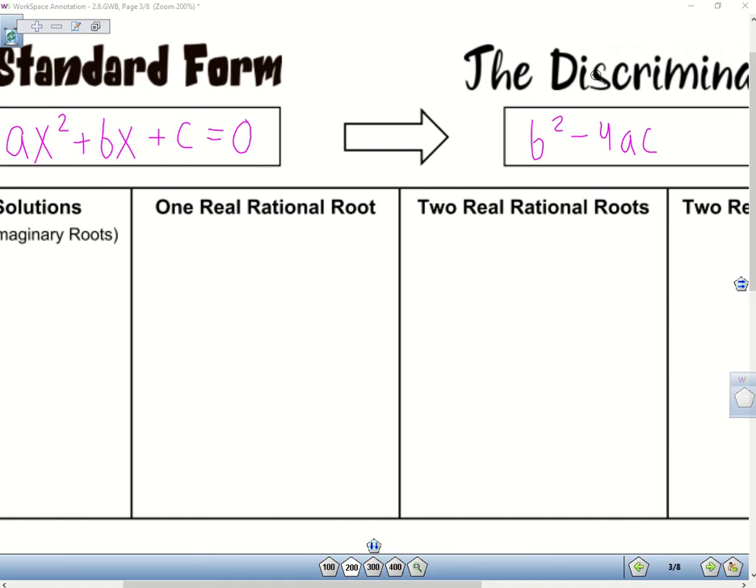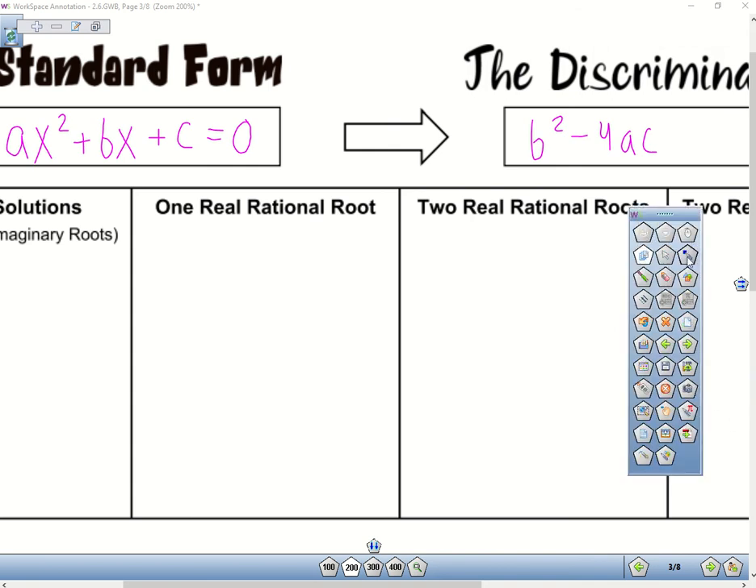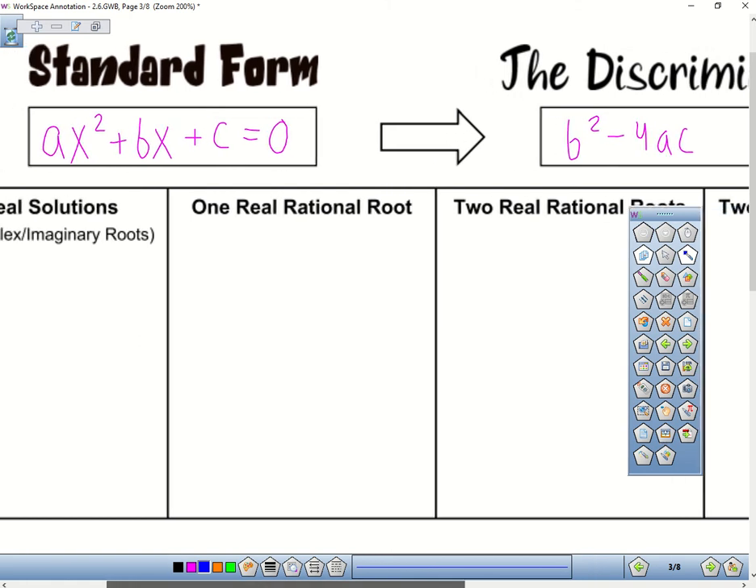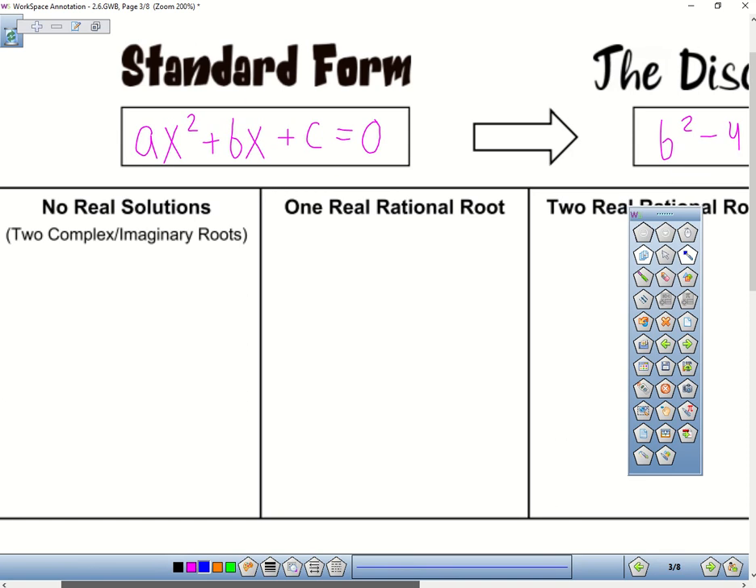So can anybody tell me what this looks like? Where have you seen this before? Yeah, it's in the quadratic formula. What part of the quadratic formula is it? Good, the part under the square root. So basically what this means is the portion of your quadratic formula that exists under your square root is the part that tells you how many solutions you have and if they are rational or irrational or imaginary. So let's go ahead and talk about the different scenarios and how you can tell what they are.